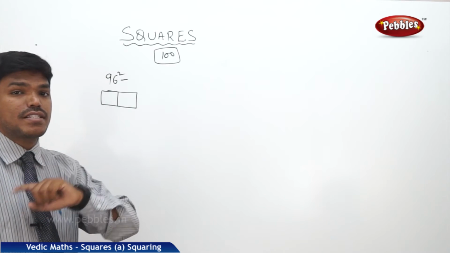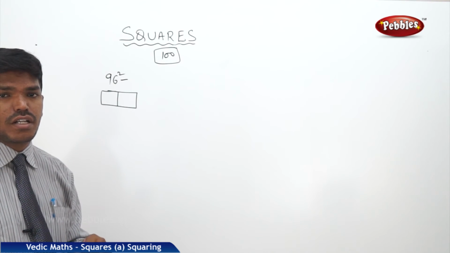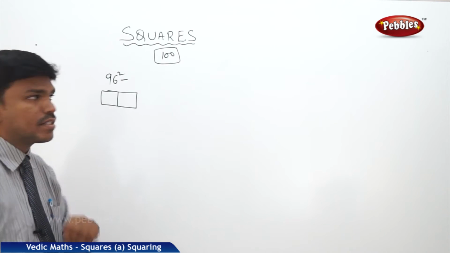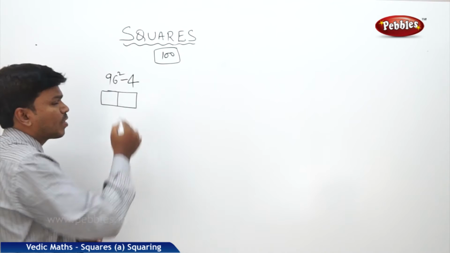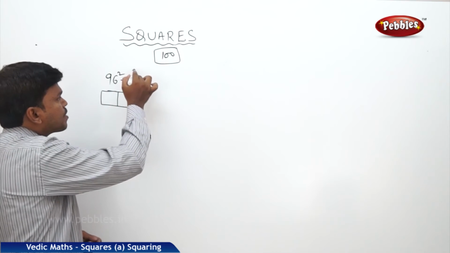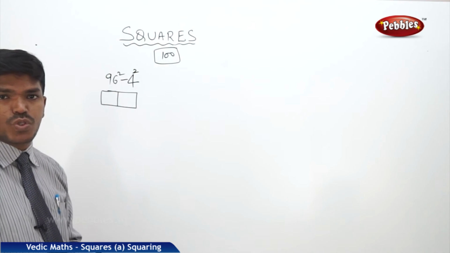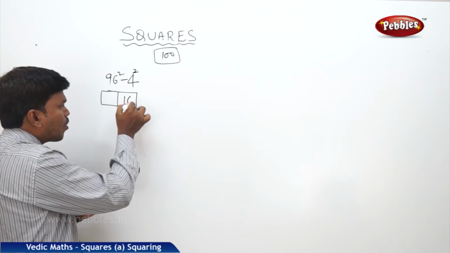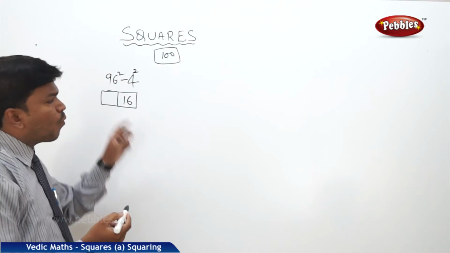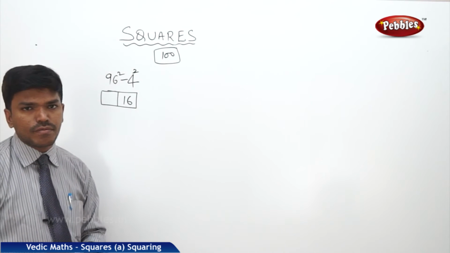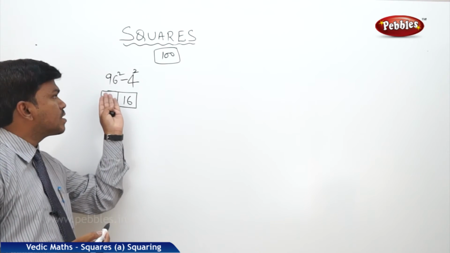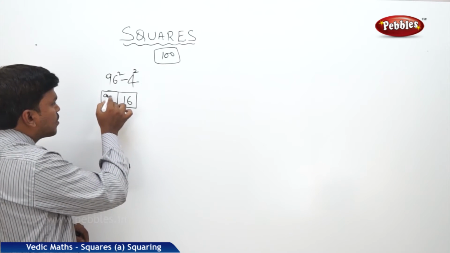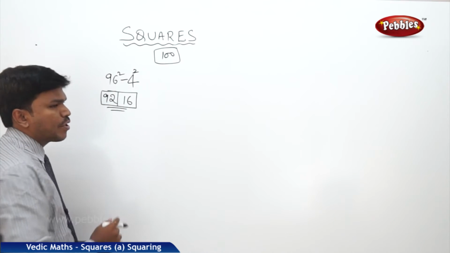And how much less 96 is when you compare with the 100? 4 less. Right, here 4. Now you tell me, what is 4 square? 4 square is 16. Write that 16 in the right side box. What is 96 minus 4? 92. Write in the left side box. So your answer is 9216.